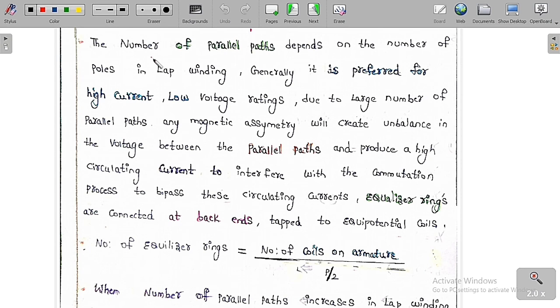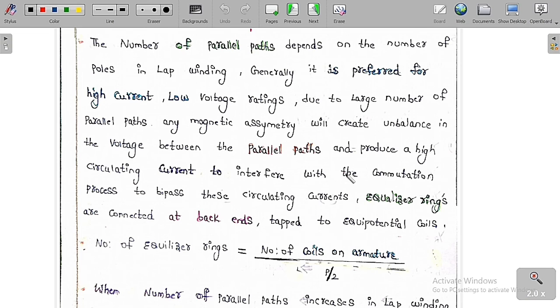So the more parallel paths, the more poles there are. Because of the large number of parallel paths, the current rating is higher and the voltage rating is very low. All the parallel paths should have the same voltage rating, but due to some magnetic asymmetry, we may get different voltages in the different parallel paths. So we can say there is an unbalance in the voltage between the parallel paths.